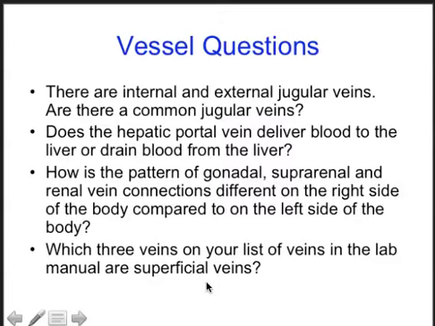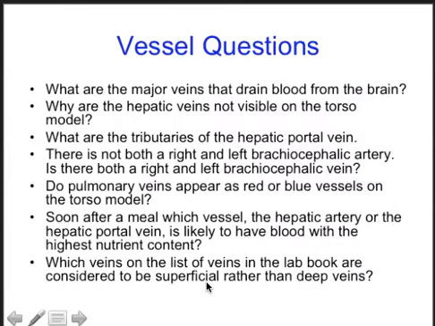Okay, next block of questions. Okay, what are the major veins that drain blood from the brain? Those are the internal and external jugulars. Why are the hepatic veins not visible on the torso model? Well, there's a couple reasons for that. For one, on most of the torso models, the liver was removed, and those vessels are attached to the liver, so you weren't really able to see them very well. If you look real close, right under the diaphragm, you might be able to see where they join into the inferior vena cava, but it wasn't something that we stressed.